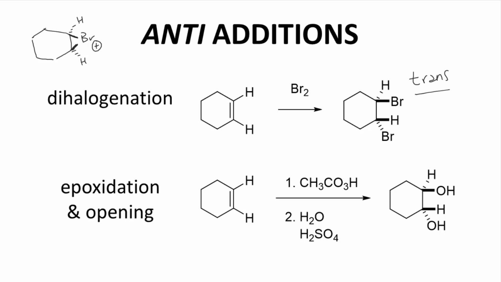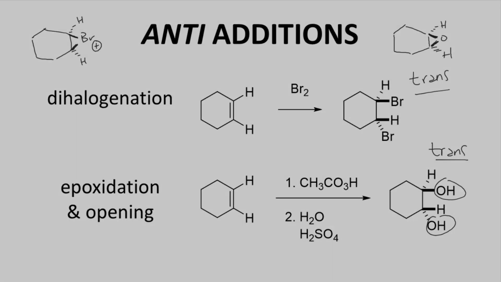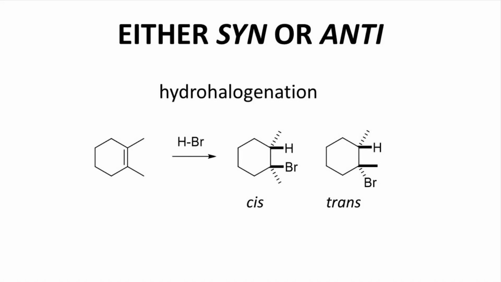Just like in the bromination, the three-membered ring of the epoxide, drawn in the upper right, is opened from the opposite face to give the trans product. Not all additions are strictly syn or anti-additions.